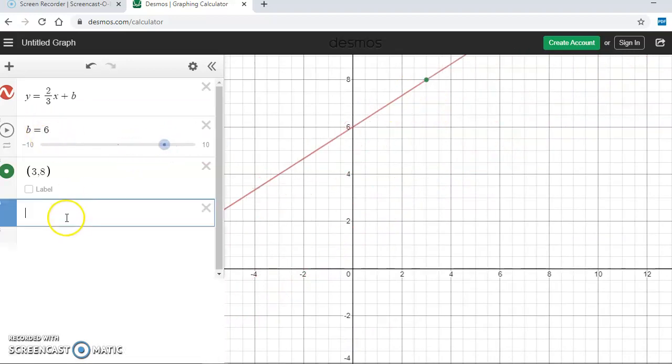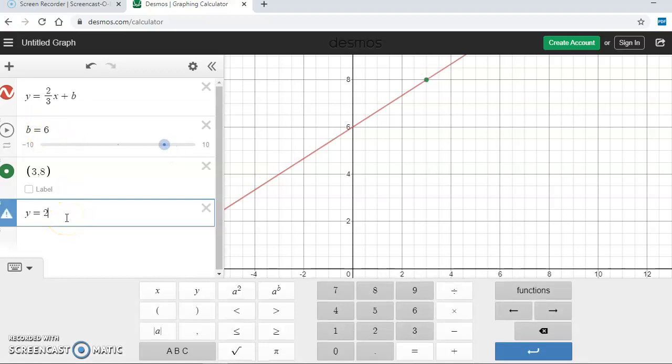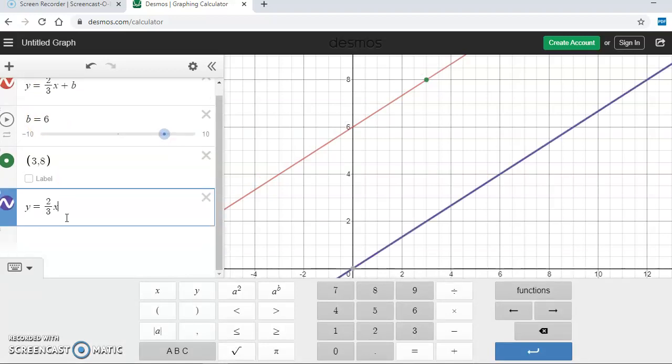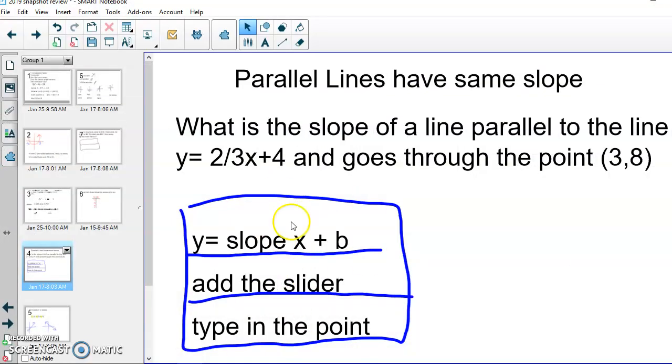So my new equation would be y equals 2/3x plus 6, because it tells me my y-intercept is 6, and this was my slope. So make sure you get this on your notes. Okay, flip over to the back.